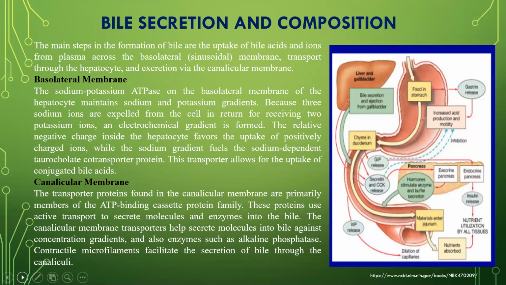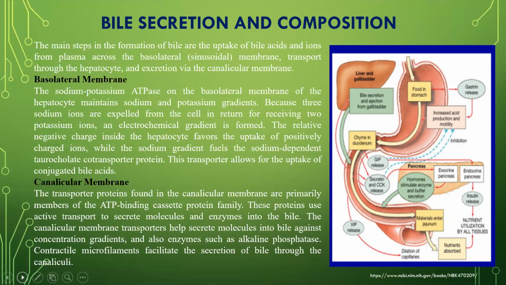The main steps in the formation of bile are uptake of the bile acids and anions from plasma across the basolateral membrane, transport through the hepatocyte, and excretion via the canalicular membrane. The sodium-potassium ATPase on the basolateral membrane of the hepatocytes maintains sodium and potassium gradients. Because 3 sodium ions are expelled from the cell in return for receiving 2 potassium ions, an electrochemical gradient is formed.